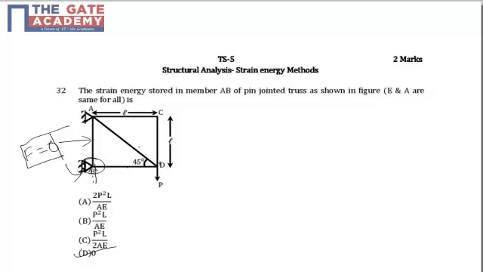Hello students, the following question is a 2-mark question from the topic of strain energy methods in structural analysis, where a cantilever truss is shown and it is a pin jointed truss, as already mentioned. It is asked what is the strain energy that is stored in member AB.